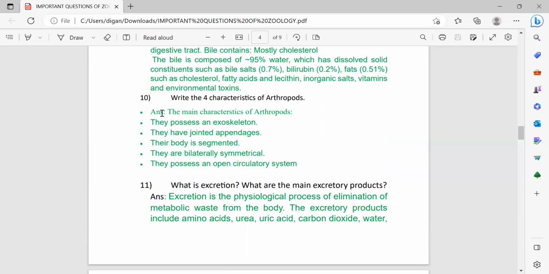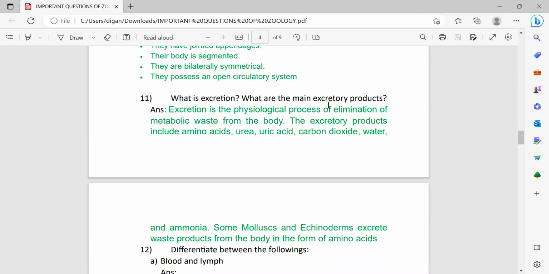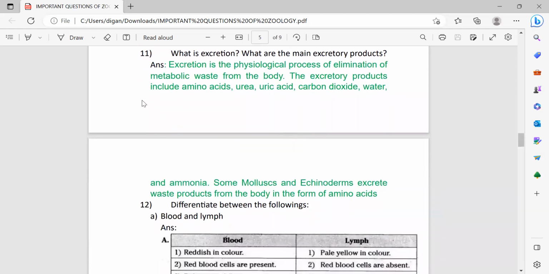Write the 4 characteristics of arthropods. Here I am giving you 7 characteristics, so try to remember. If a 3 marks question comes, you write all the characteristics, but if a 2 marks question comes, then you decide, and if the question mentions 4, then write only 4. So here is the answer. What is excretion? What are the main excretory products? Excretion is the physiological process of elimination of metabolic waste from the body, and these are the main excretory products.